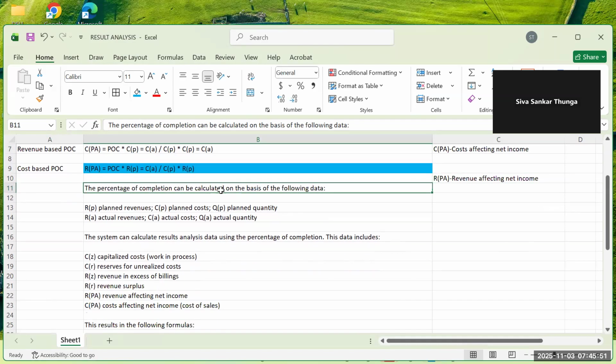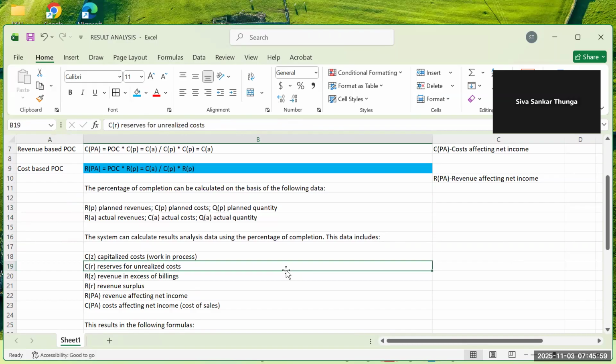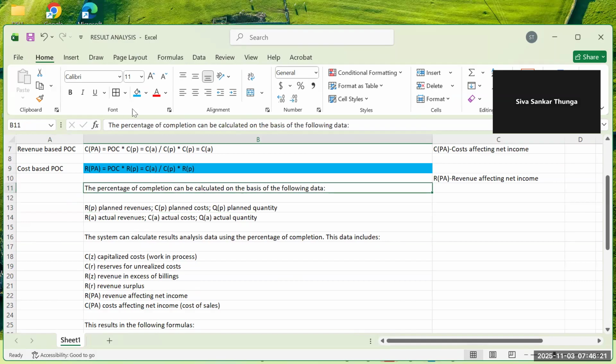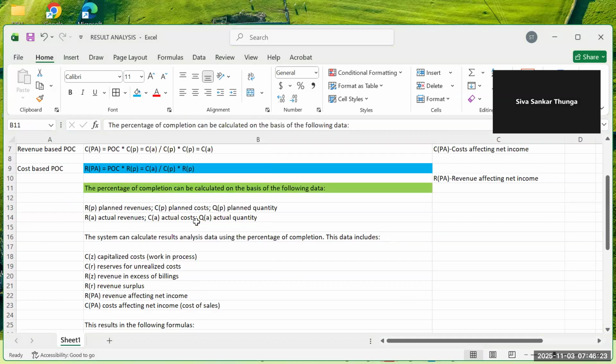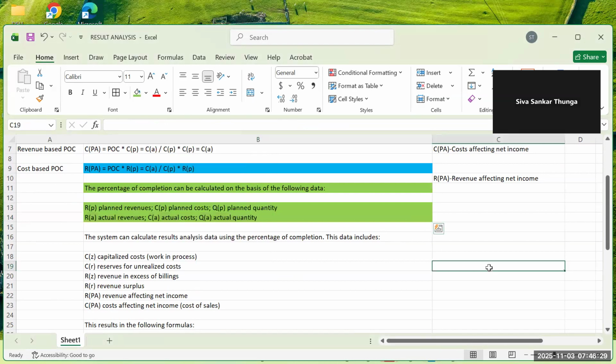The percentage of completion can be calculated on the basis of the following data. Some of the projects will tell you they don't have any planned cost or planned quantity. You will come across these scenarios. I too faced some projects where they are mobilizing the equipment and material without having any planned cost. Then how do I calculate my POC as per the SAP standard? It tells us these are the parameters required to calculate the POC.